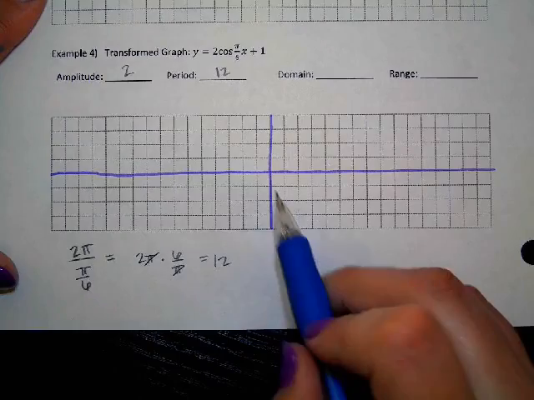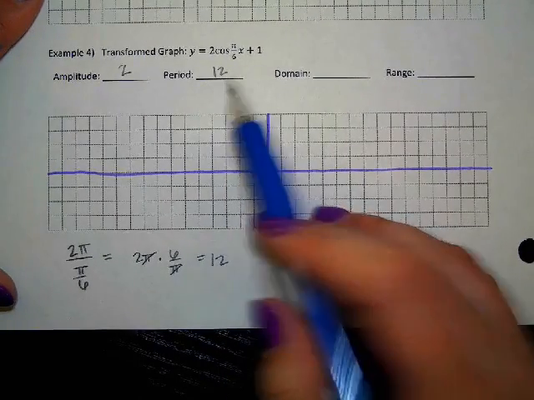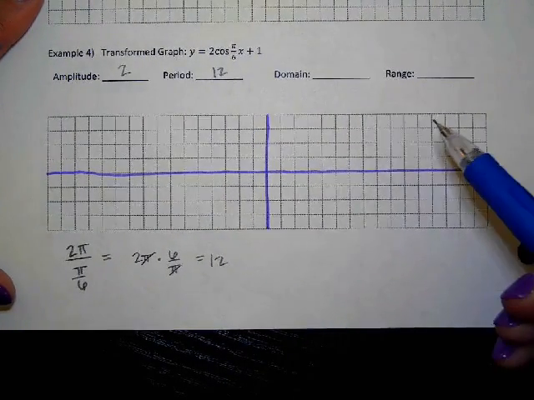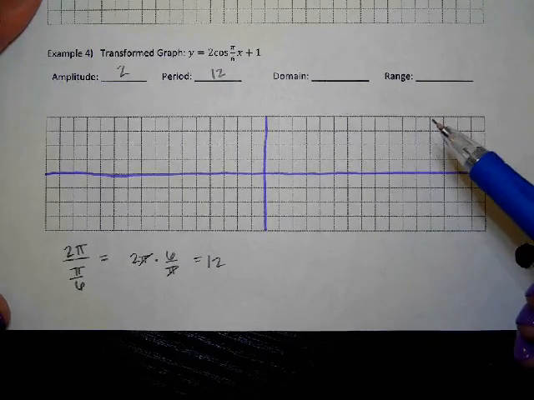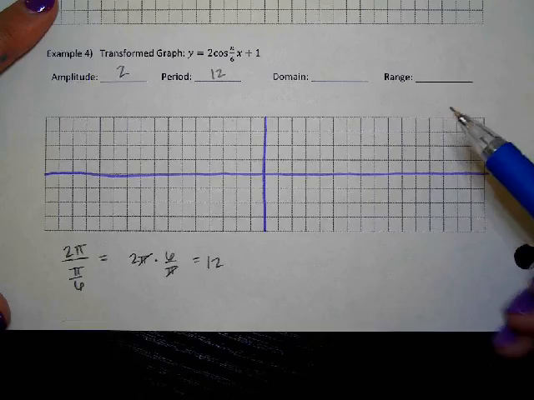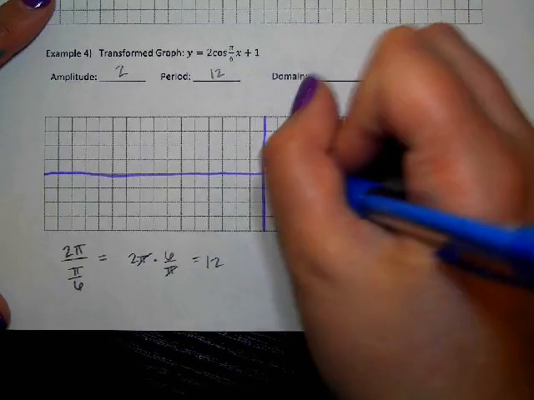And then, do you guys want the period of 12 to be 4 boxes, 8 boxes, or 12 boxes? 4, 8, or 12? 12 boxes? Okay.